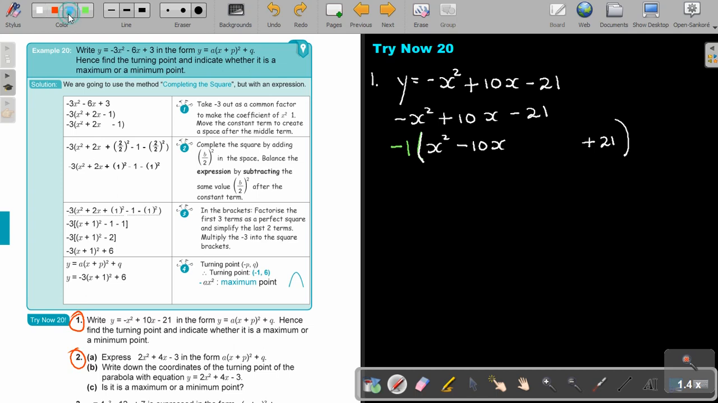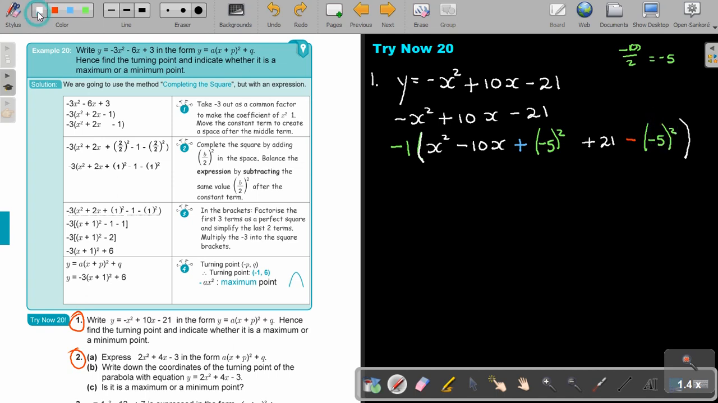Okay, now remember I closed the bracket too early. The bracket will be closed there. So remember, I'm going to add something, but that same thing I'm going to subtract. What is the thing that I'm going to add? I'm going to take this middle, negative 10, and I divide it by 2, and that will give me negative 5. So it's going to be negative 5 squared, and this is also going to be negative 5 squared.